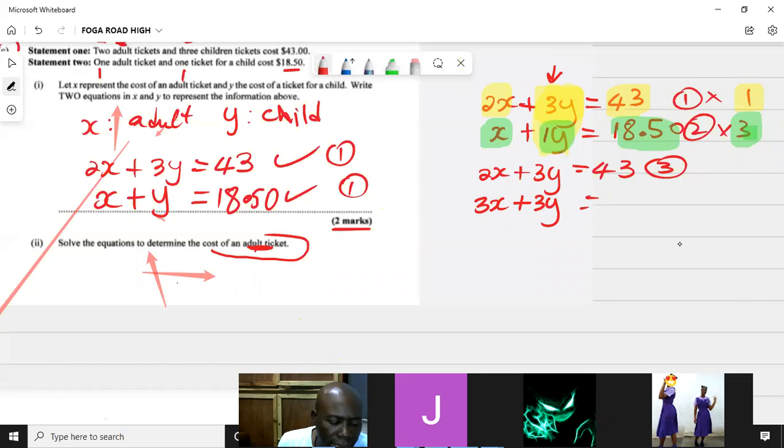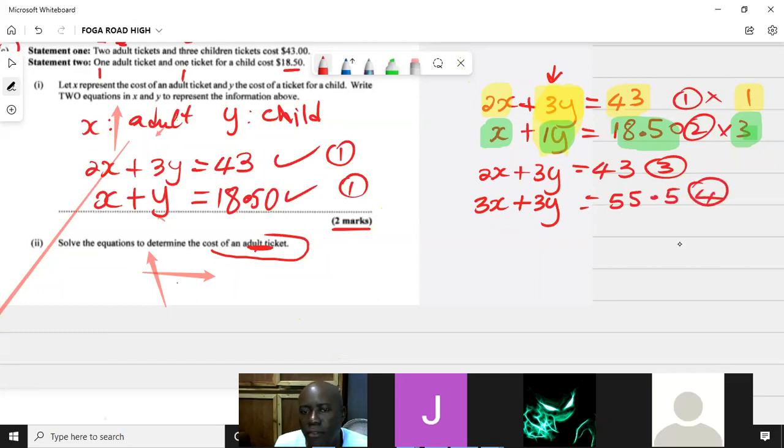3 times $18.50 will give you $55.50. This is situation 4. Thank you very much. You do notice that I get back the same numbers. And you see the trick I talk about. Anytime you do it, you get back the same number.